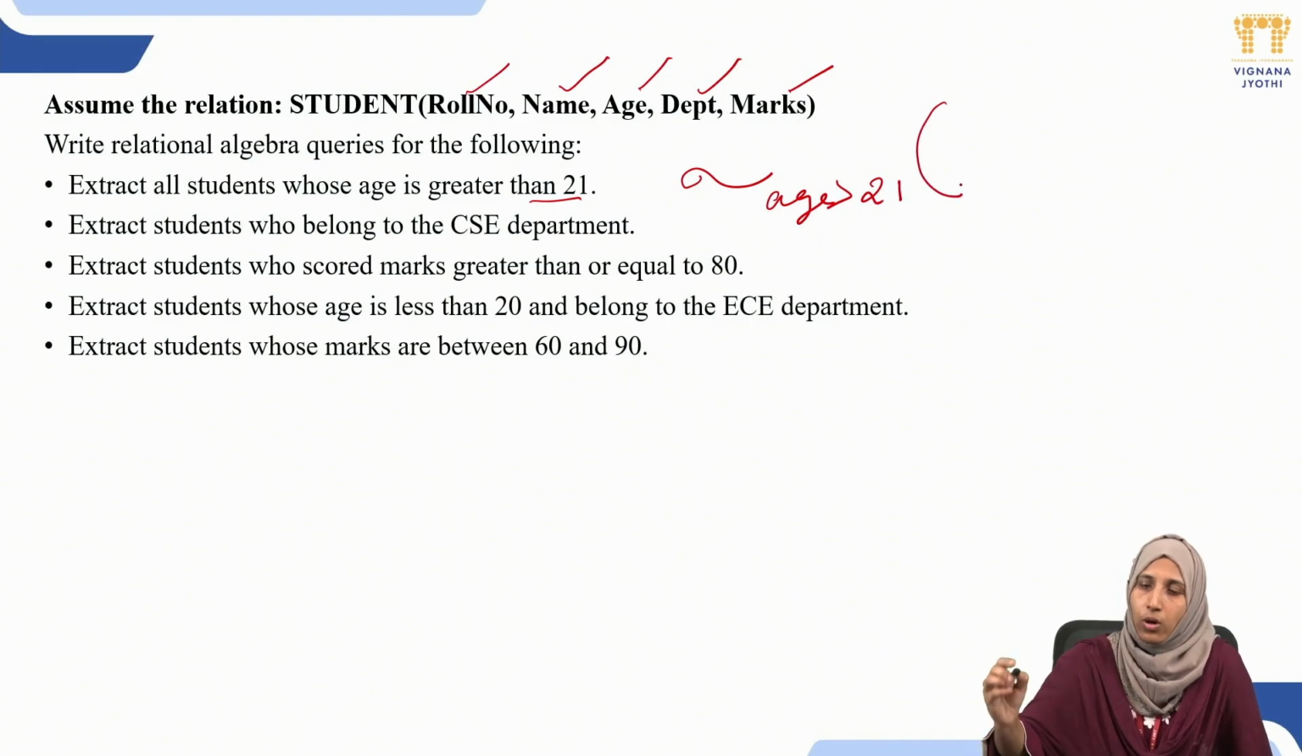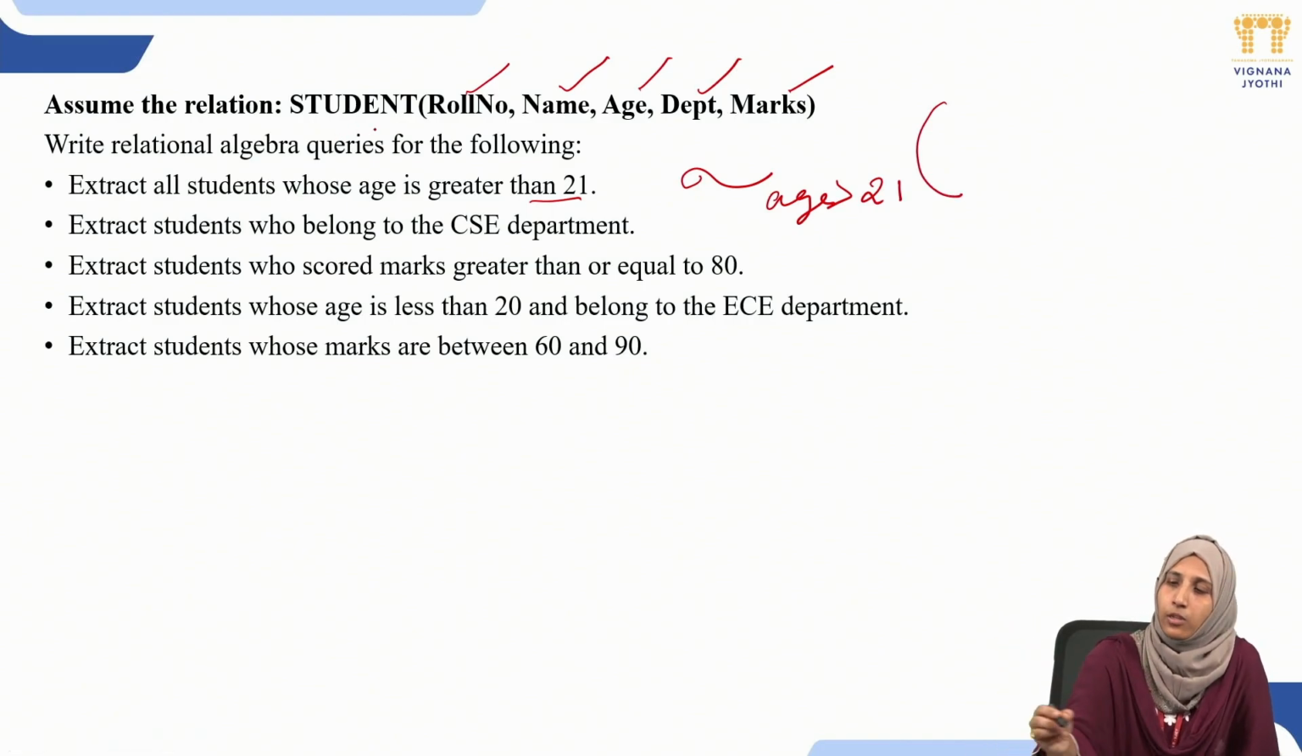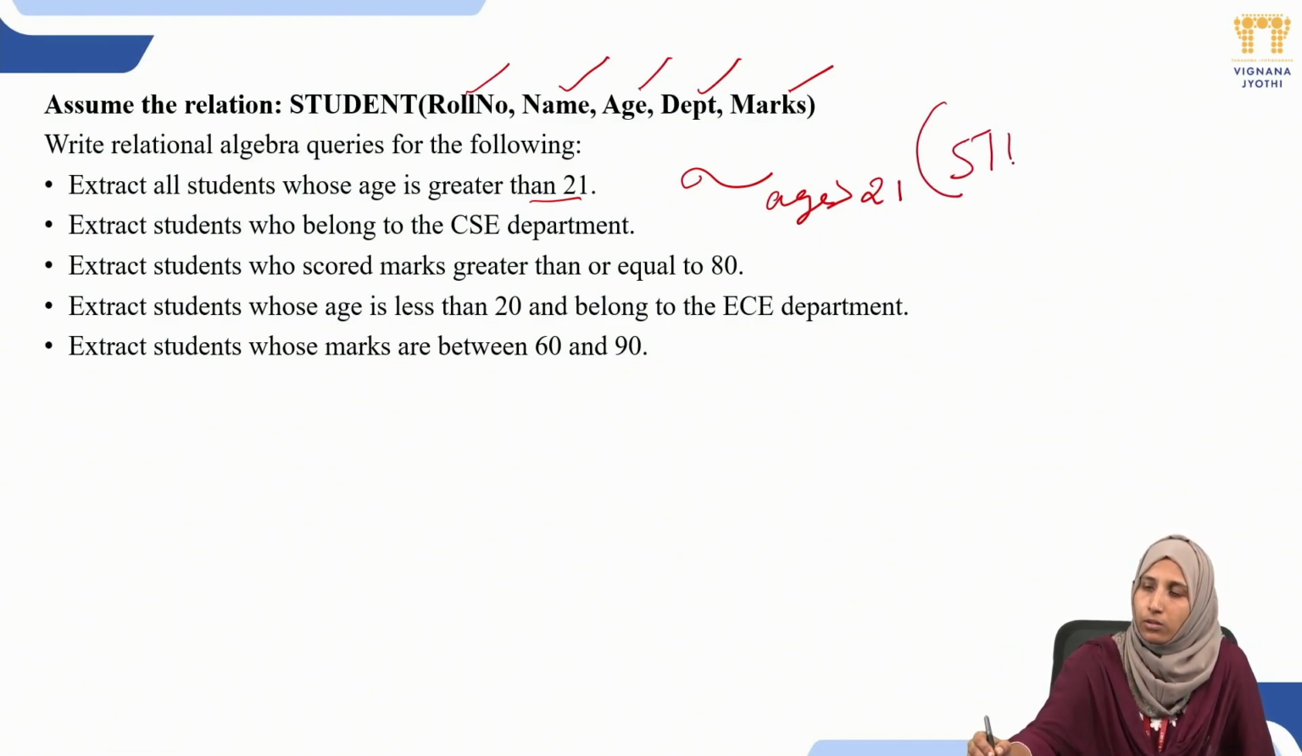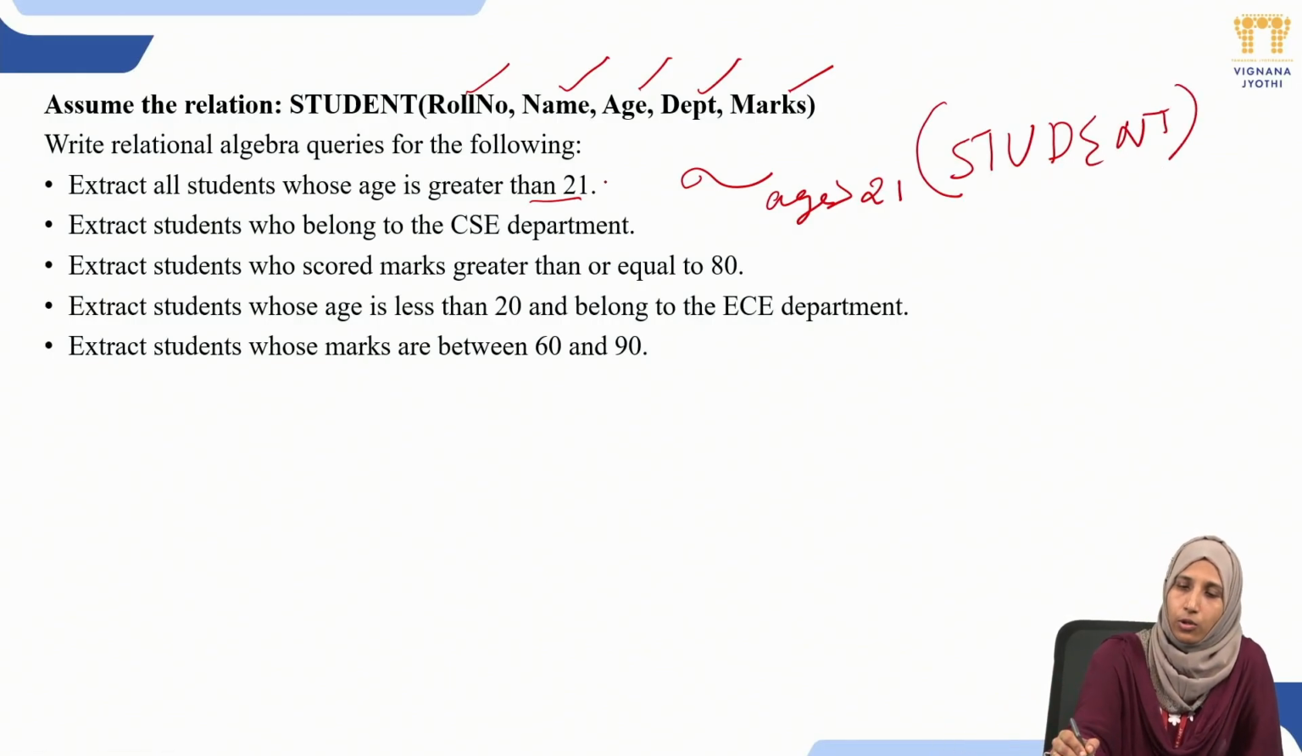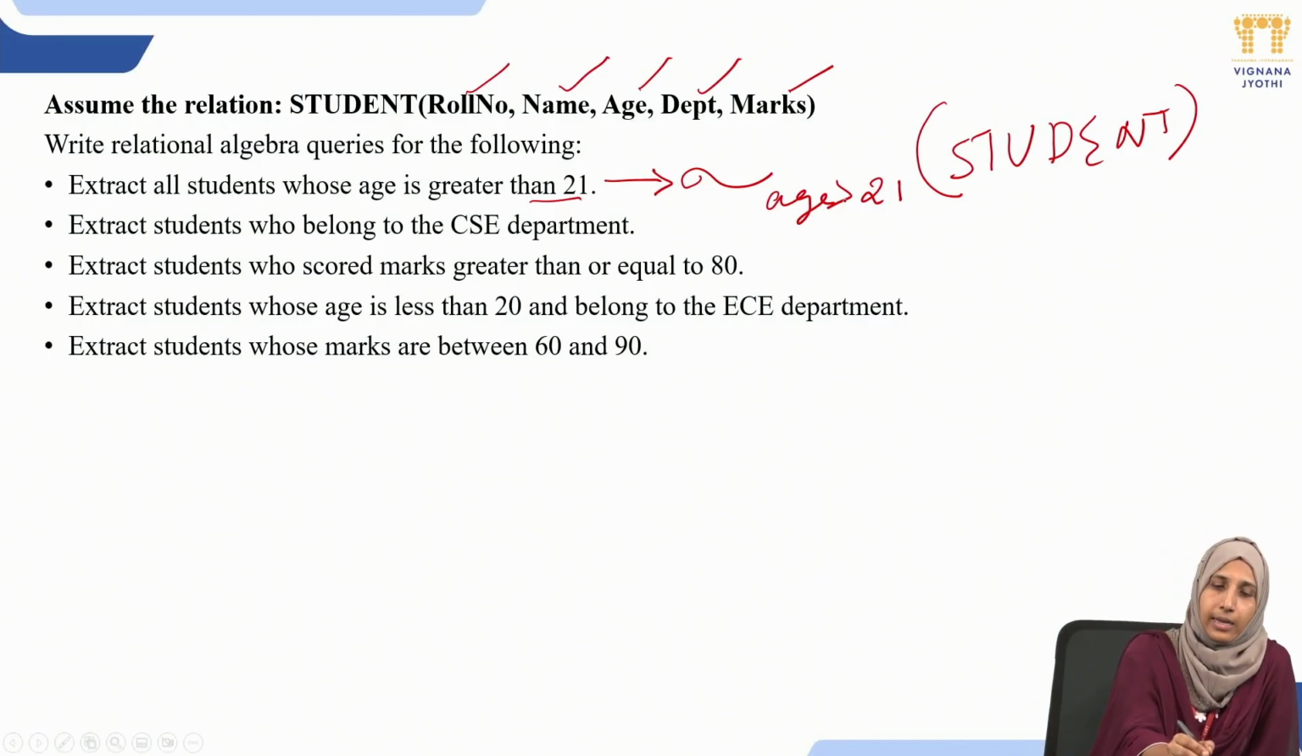On which relation do you want to apply this? What is the relation name? Student. Write down student. This is the result for your first query, that is, extract all students whose age is greater than 21. This is how you have to write.